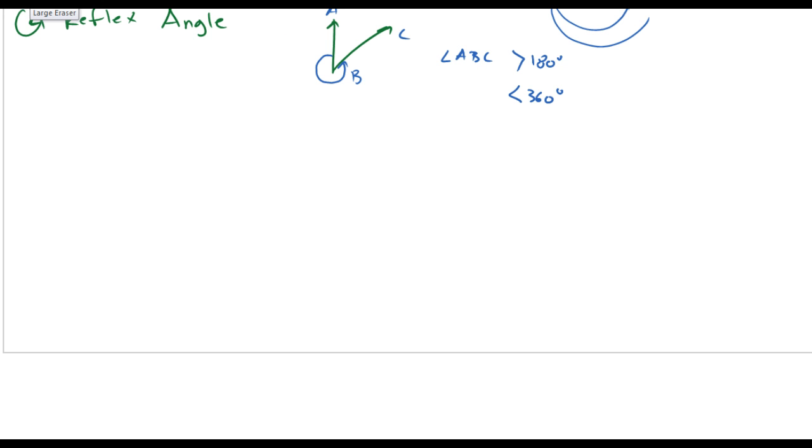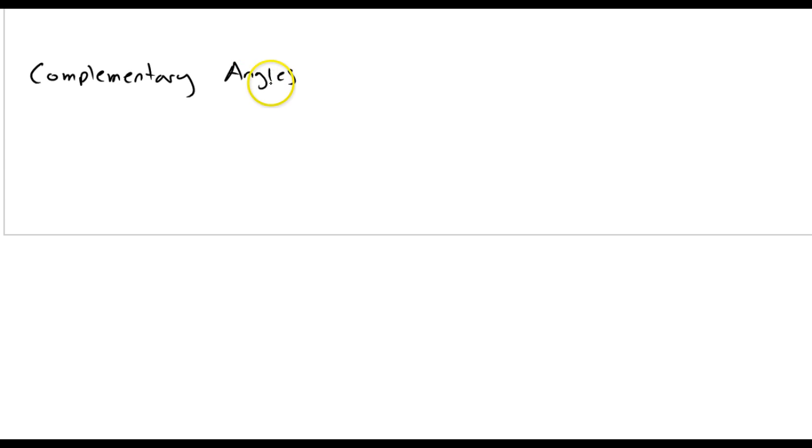Okay, now we're going to look at some angle properties, and the first one we're going to look at is complementary angles. So let me go ahead and do an example. Okay, so complementary angles add to 90 degrees. That is the rule here.